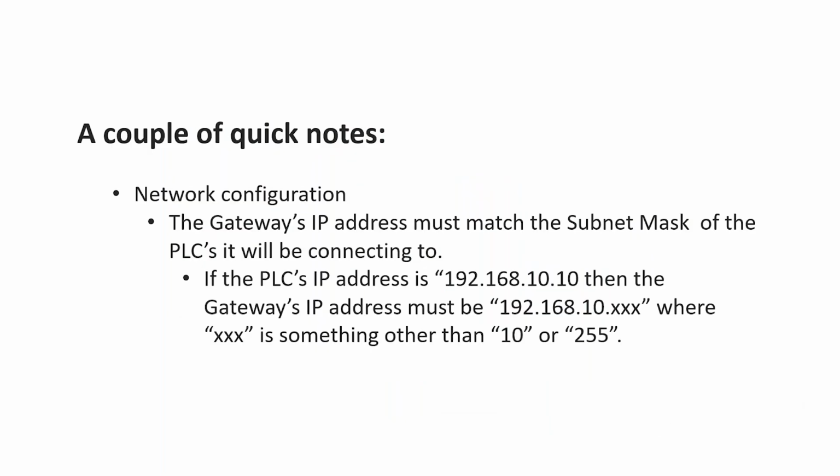A couple of notes before we get started on the demonstration itself. Network configuration: the gateway's IP address must be on the same subnet as the PLC or the device that it's connected to. For example, if the PLC has an address of 192.168.10.10, the gateway's address must be 192.168.10.something other than 10 or 255.